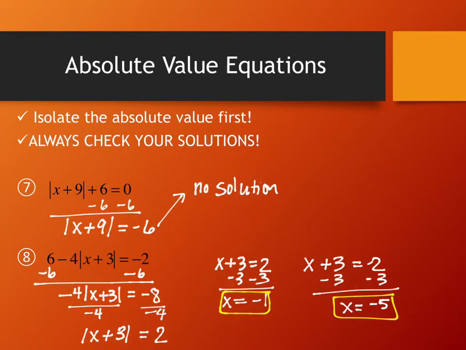Oftentimes, we have 2 options at the end of an absolute value equation. Not always, you don't have to, but oftentimes we do. And if you plug both of them in and one of them doesn't work, you just don't put in that one. No, if one of them doesn't work, it means you've actually got an error in your work. Because the answers you get at the end should always work. Otherwise, you've made a mistake.